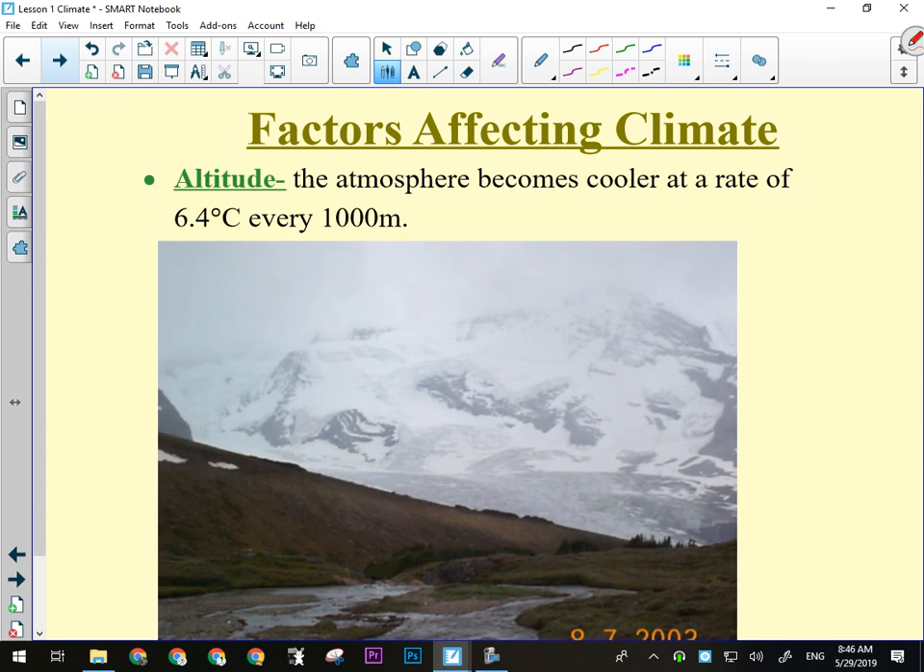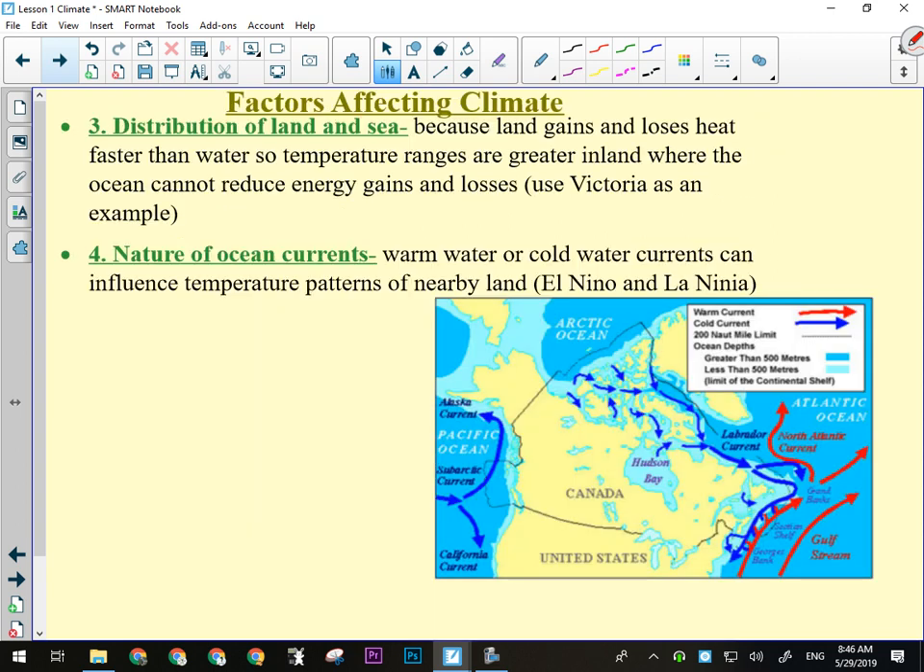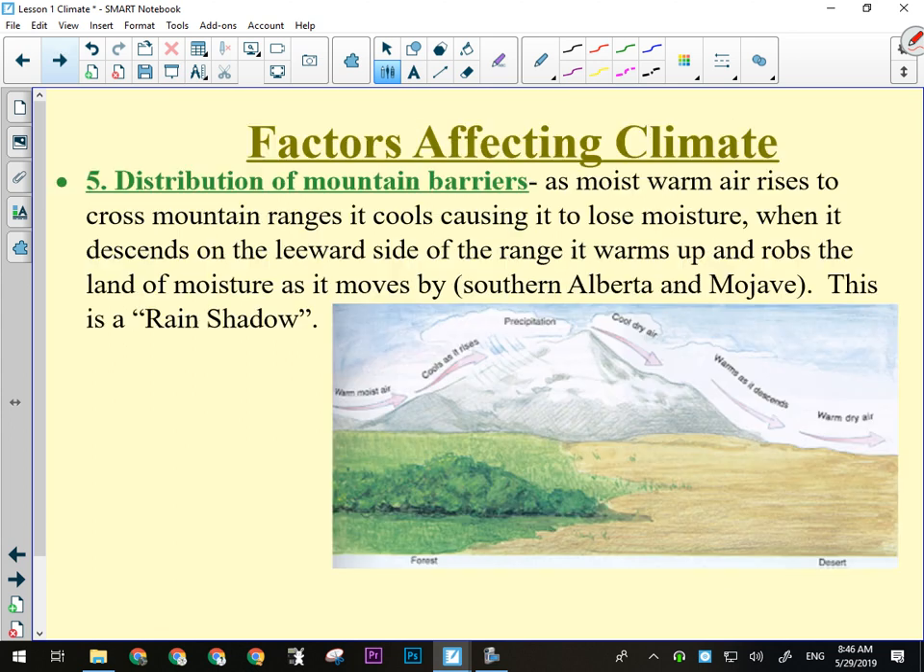Altitude was also one. We talked about how as you change altitude, obviously the temperature decreases, so altitude has an effect on temperature. And we talked about distribution of land and sea, nature of ocean currents. Those are all things. So if I was to make this question about a place on the East Coast, you would talk about how it's close to an ocean that's quite cold, and that's going to cause lots of precipitation, or if it's like in Florida, it could cause them to be exposed to hurricanes and things like that.